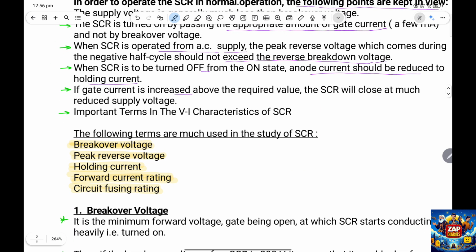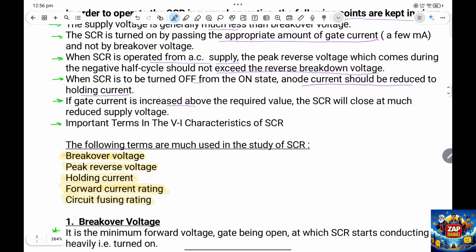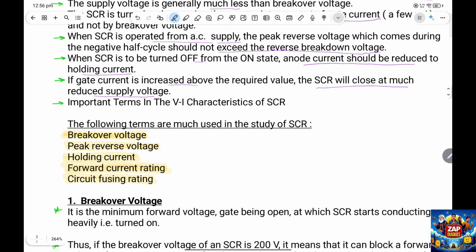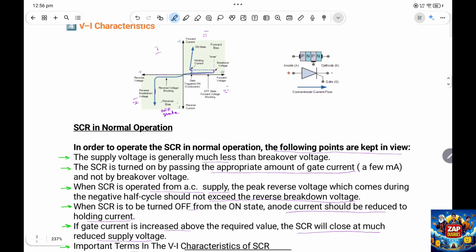If the gate current is increased above the required value, there is a certain value you can increase the gate current to, but if you increase it much more than the required value, the SCR will close at a much reduced supply voltage. You increase the current, it will reduce the supply voltage. These are the important terms in the behavior characteristics of an SCR.